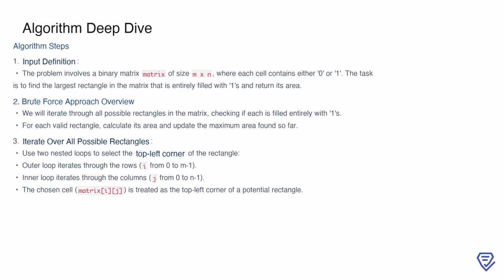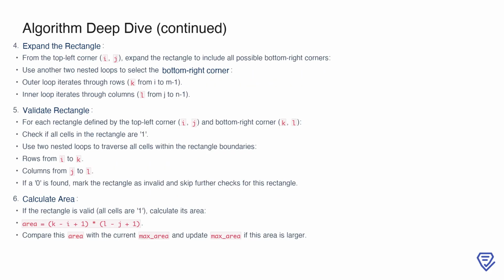To implement this, we start by iterating over all potential top left corners of the rectangle. This is done using two nested loops, one iterates through the rows and the other through the columns, treating each cell as the starting point of a potential rectangle. Once a top left corner is identified, the next step is to expand the rectangle by selecting all possible bottom right corners. Two additional nested loops are used here, one to iterate through rows starting from the top left row and another to iterate through columns starting from the top left column. This process generates all possible rectangles that can originate from the selected top left corner.